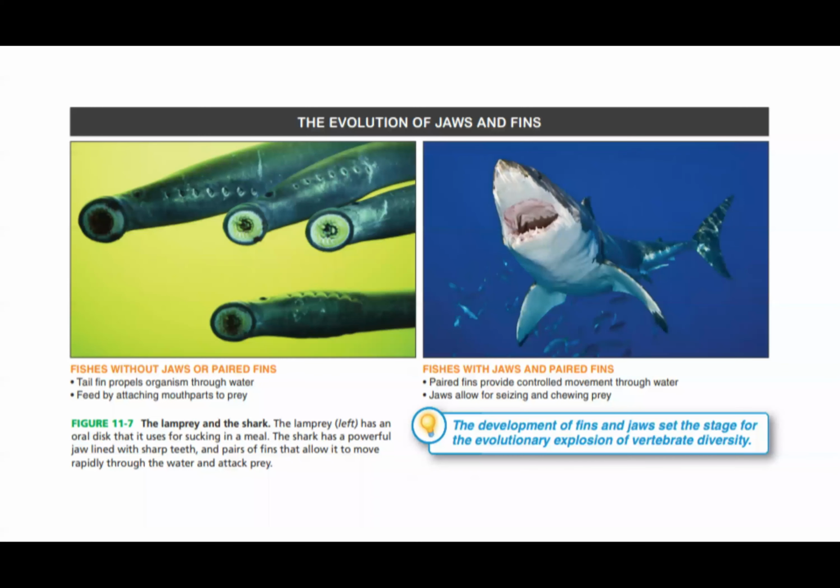Those two things, fins, which allow you to move but were also the starting point for limbs when we moved onto land, and jaws, because jaws allow you to macerate your prey and get more energy from it, which means you spend less time hunting. It also means you can get much larger.